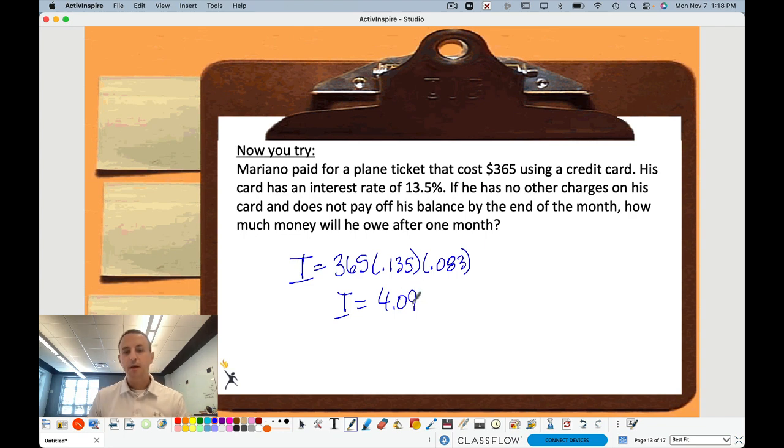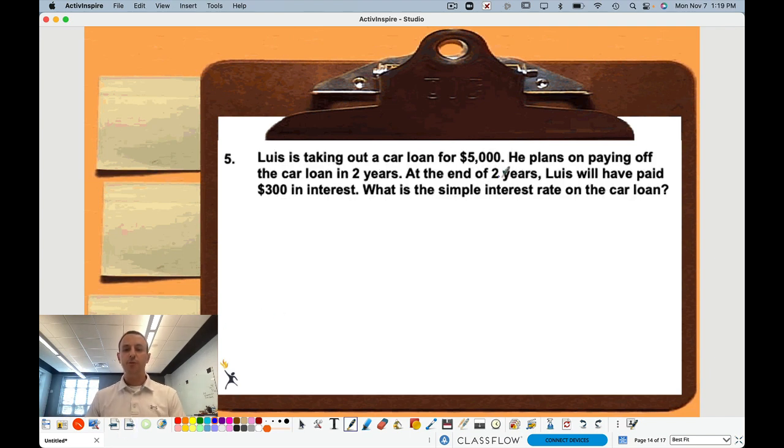Not a lot, but still going to end up paying more. So after 1 month, he's going to owe $369.09. If he doesn't keep paying, that interest keeps getting bigger and bigger each time frame. That's the difference between simple interest and compounding. If I add it up every time frame and then calculate new interest, I get there a little bit faster and the interest grows faster. All right, last problem we're going to look at.